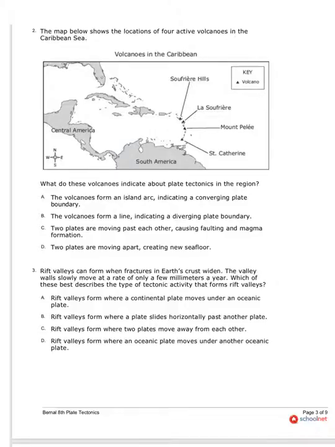A. Rift valleys form where a continental plate moves under an oceanic plate. B. Rift valleys form where a plate slides horizontally past another plate. C. Rift valleys form where 2 plates move away from each other. Or D. Rift valleys form where an oceanic plate moves under another oceanic plate.